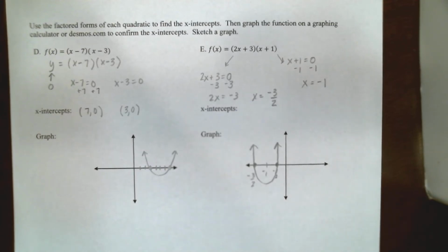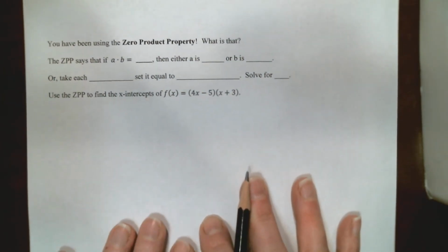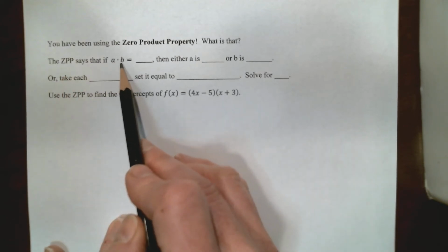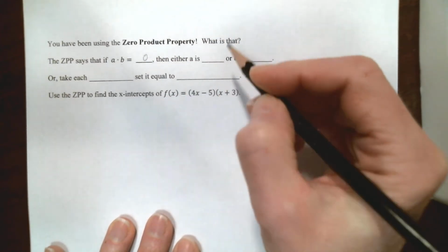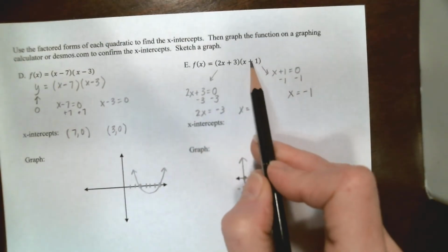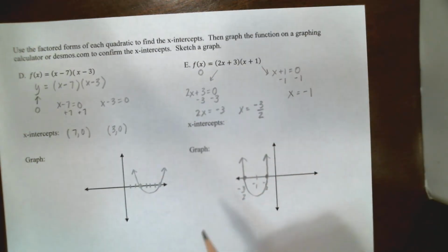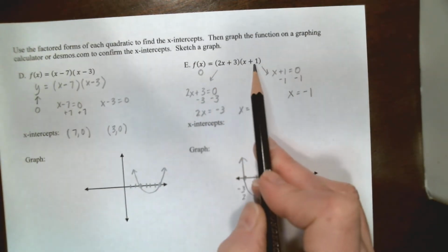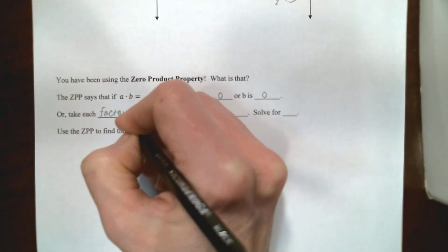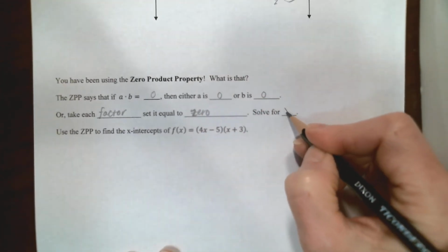What you probably don't realize is that you've been using the ZPP all along. ZPP stands for zero product property. It says that if two factors, a and b, equal 0, then either a is equal to 0 or b is equal to 0. If two factors have to equal 0 so that the y value of this function is 0, then either this factor equals 0 or this factor equals 0. You take each factor, set it equal to 0, and solve for x.